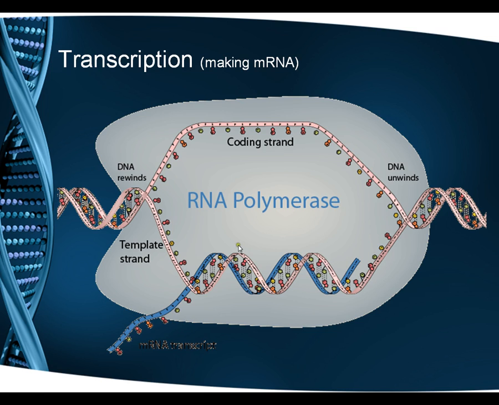So in transcription, here's an overview. Our pink strand represents our DNA. The blue strand represents the mRNA strand that is being made. This big gray spaceship looking thing is our RNA polymerase, and it is an enzyme.